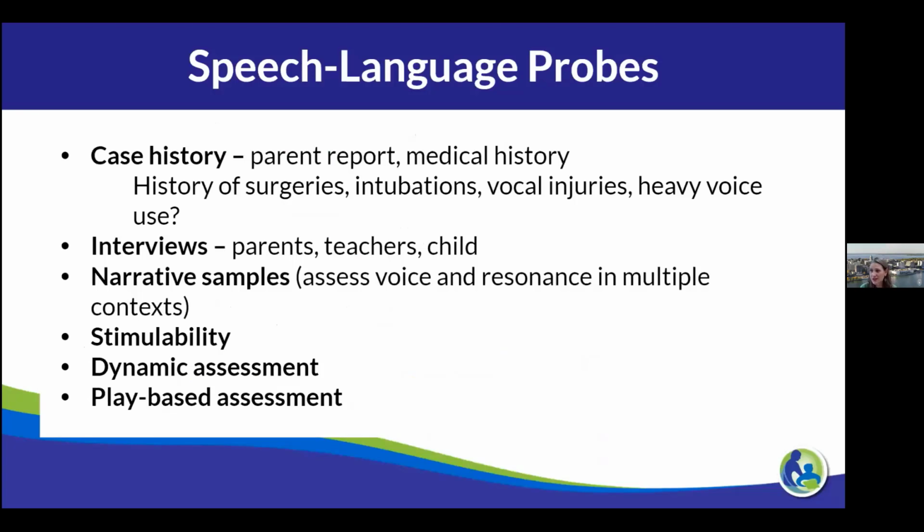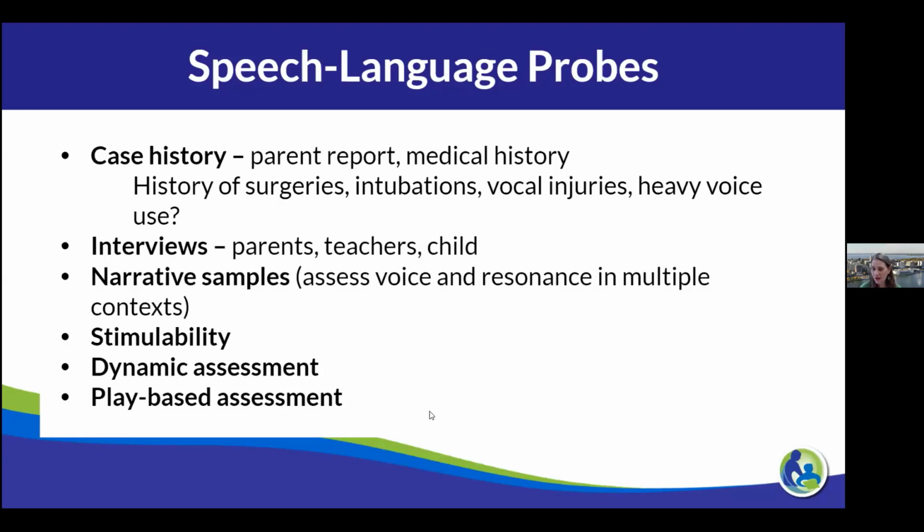Case history kind of fits into that history. Do we have a parent report? Do we know medical history? Again, we can't require it, but we can ask parents if they would be willing to share that. Do we have a history of laryngeal surgeries, intubations, so vocal injuries, heavy voice use? Do they already have a pre-existing diagnosis of vocal fold nodules or a vocal fold paralysis? This can definitely help to plan treatment.